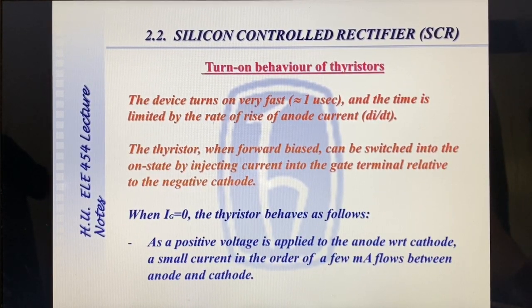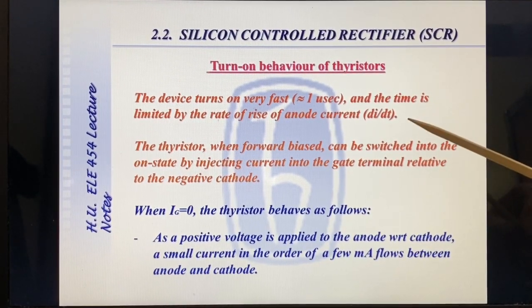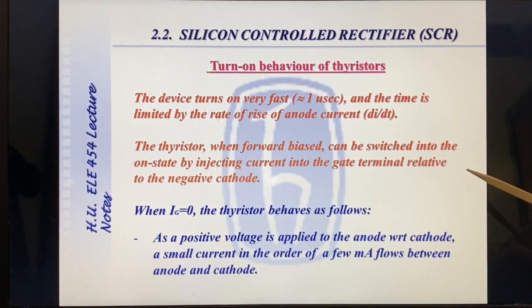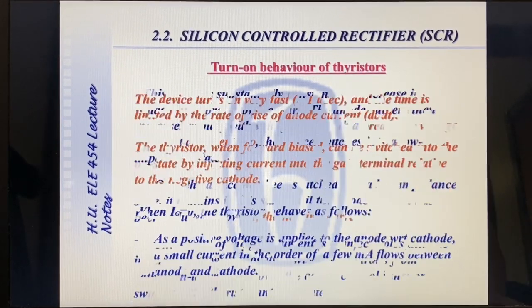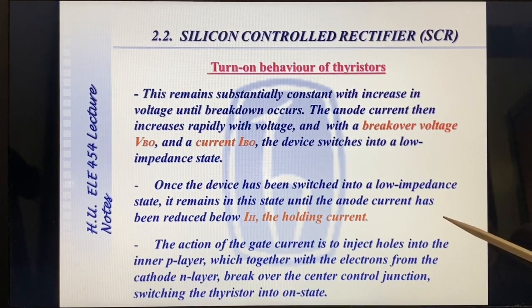Thyristors turn on very fast, in the order of microseconds, and the time is limited by the rate of rise of anode current, di/dt. The thyristor, when forward biased, as we said, can be switched into on state by injecting current to the gate terminal relative to the negative cathode. Once the device has been switched into a low impedance state, it remains in this state until anode current has been reduced below the holding value. Otherwise it cannot be turned off.